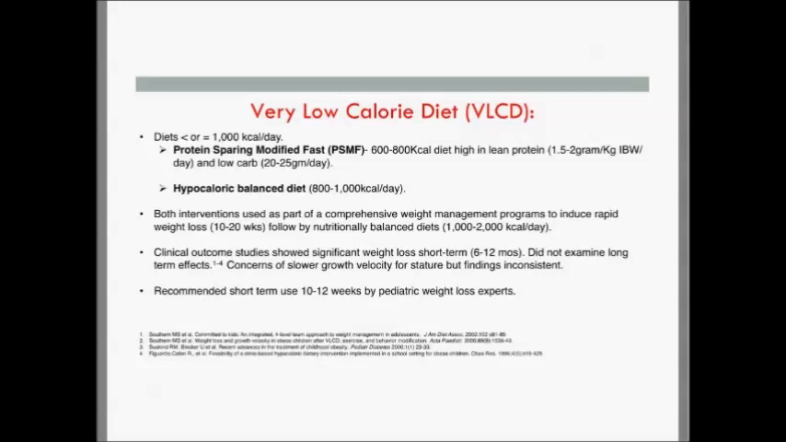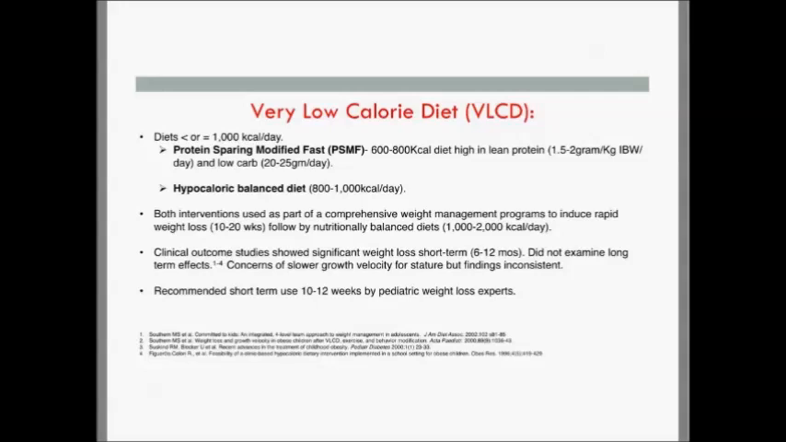So, but still, we're dealing with children, and we want to be careful. So the recommendation is short-term use of these diets, 10 to 12 weeks by many weight loss experts. I like the protein-sparing, rather than the hypocaloric balanced diets, for my very big kids, because you can get a lot of weight off very quickly, and the data does back you up. But you really have to see these kids weekly because you can get electrolyte abnormalities, etc.